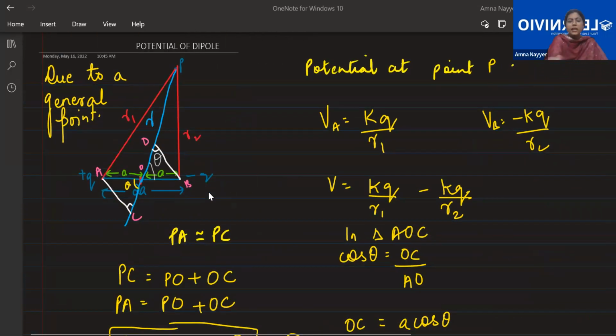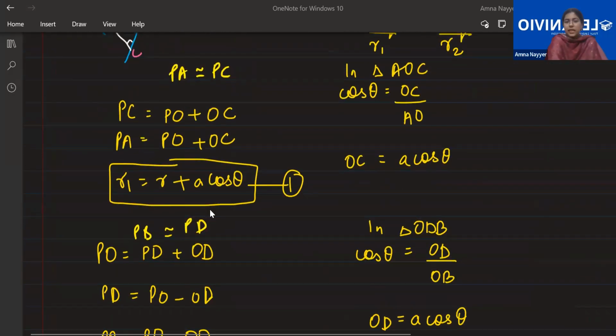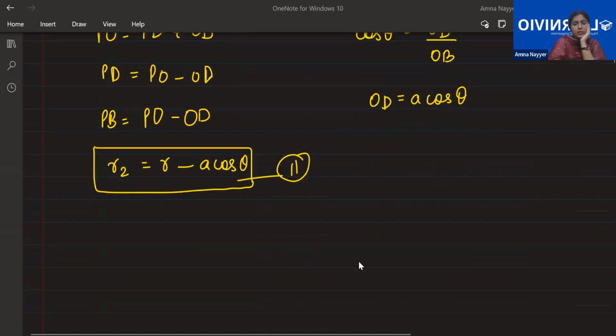Till here we have already completed. So R1 was R plus A cos theta and R2 was R minus A cos theta. Till here we wrote it. Right? Till here, is it clear to both of you? Yes, ma'am.